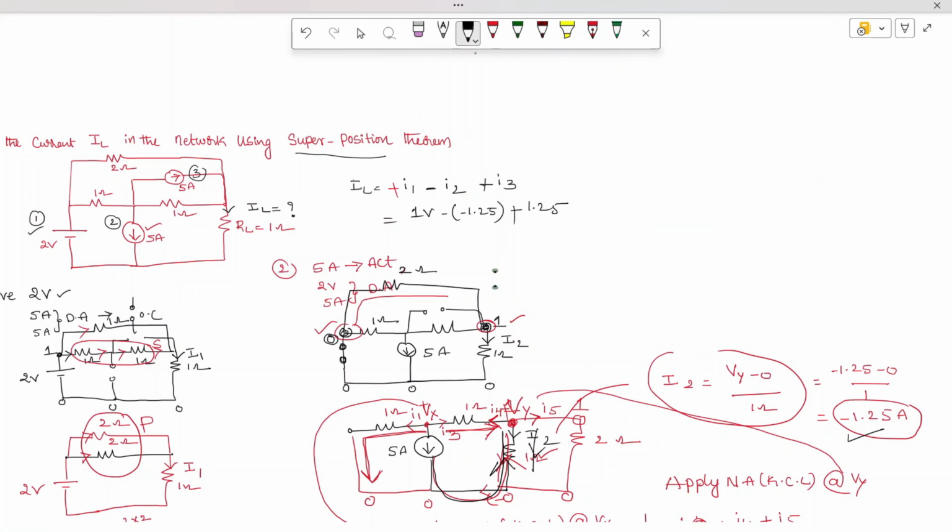So when you do it, here we have to write minus I2 current. Minus into minus is nothing but plus. The current is minus 1.25, but the original current is in this direction. Therefore things get cancelled out, and you are going to get 1 volt. So this is the process of solving the problem. Hope you are able to understand the problem.